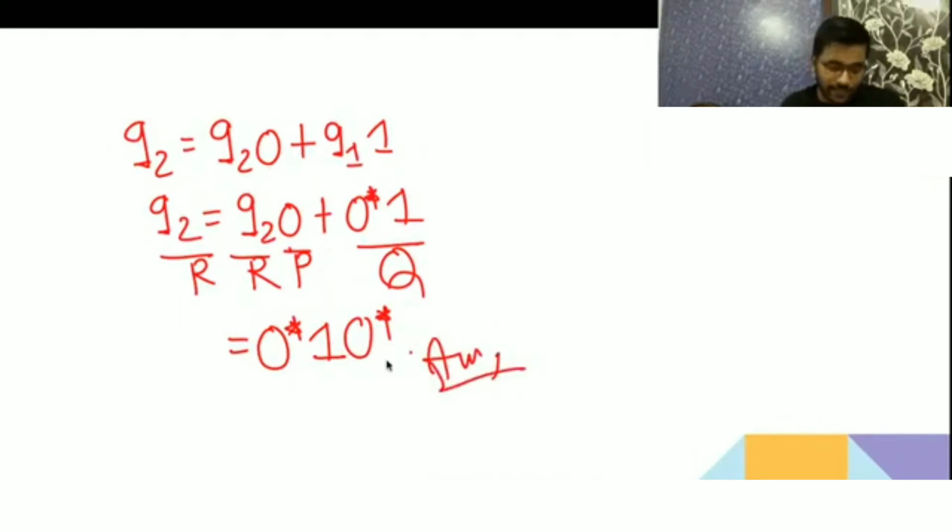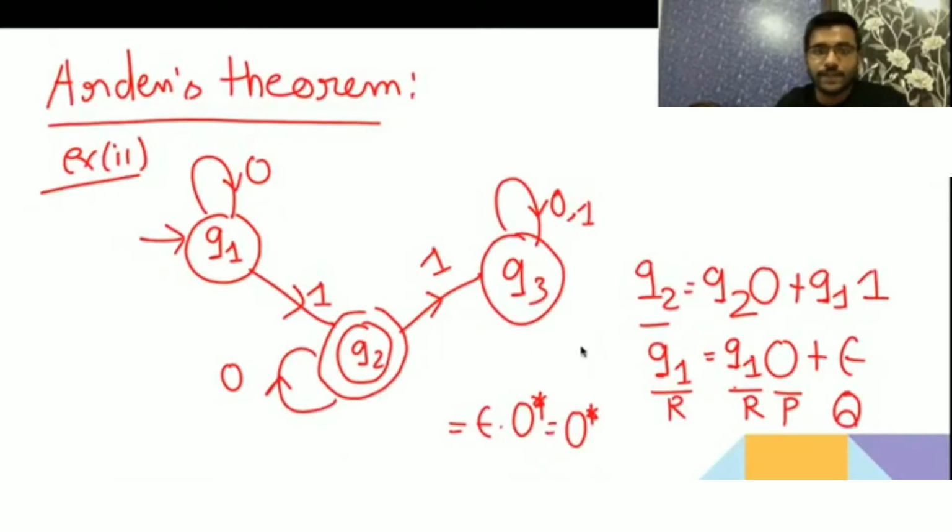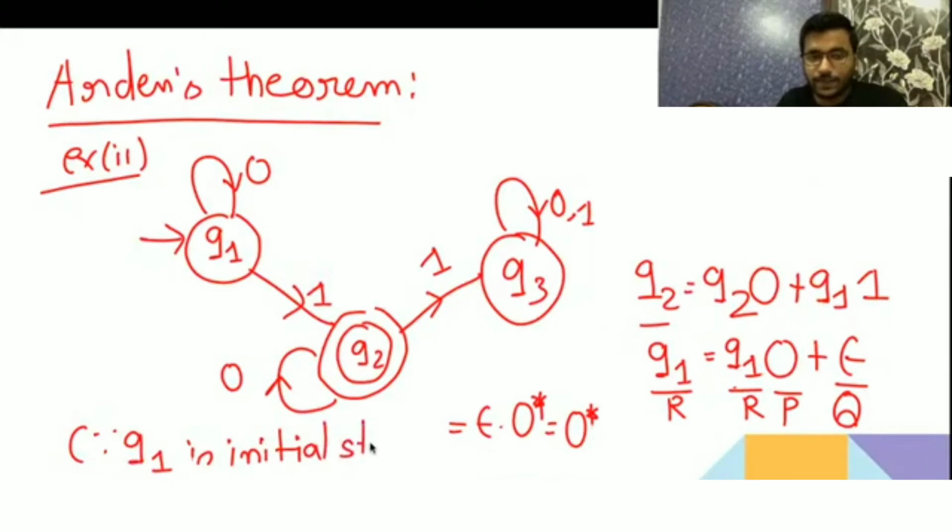So we have seen Arden's theorem, the state elimination method and even the shortcut method. We have seen all the different methods to find the regular expression. Since Q1 is the initial state, I have told you that whenever you write the equation for the initial state, you have to add epsilon. In brackets you can write, since Q1 is initial.